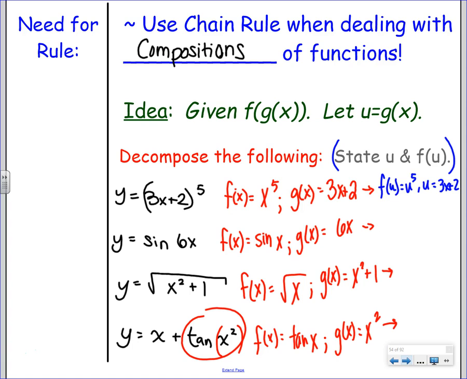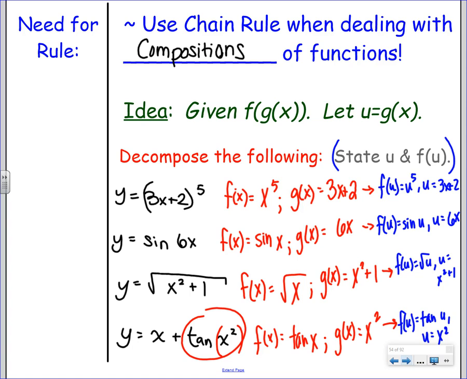So what would you guys say f of u is in the second one? Good. Sine of u. And who's u? 6x. 6x. Does that make sense? Okay, so keep going. Who's f of u of the third one? Square root of u. And u is? Good. Then the last one, just looking at the tangent, f of u is? Tangent u. And u is?